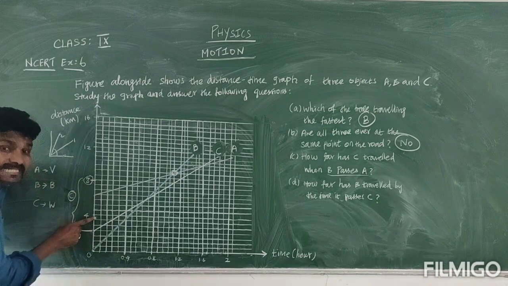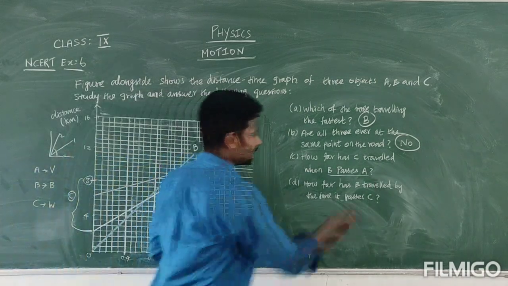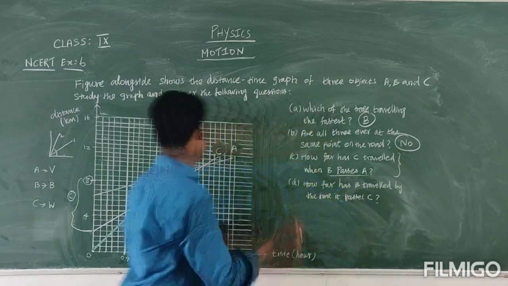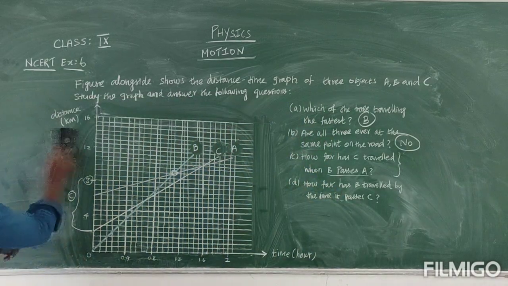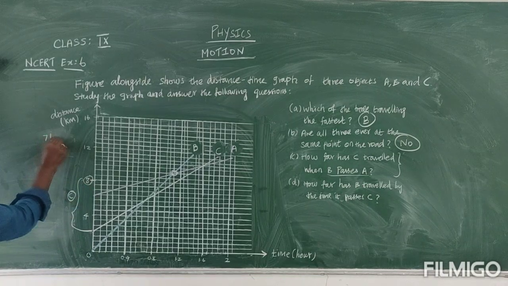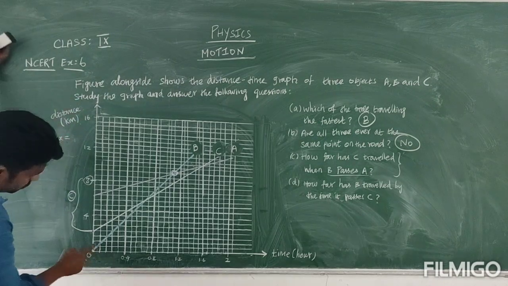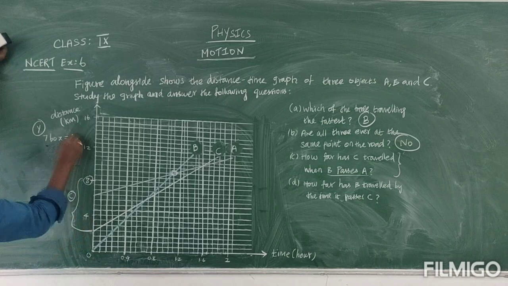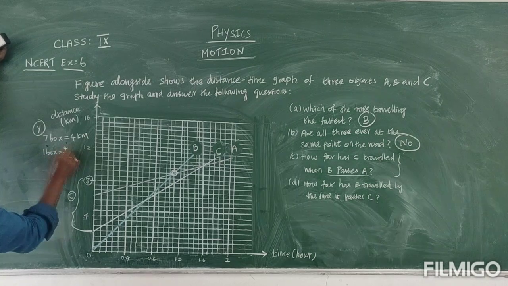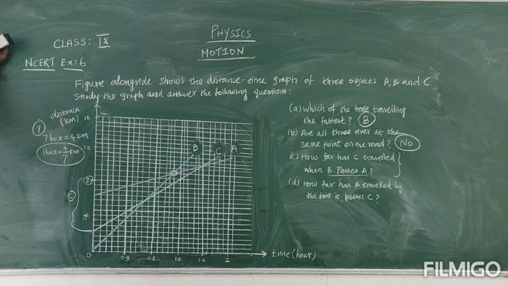So dear students, here one more point if you focus: see that 1, 2, 3, 4, 5, 6, 7. 7 boxes is equal to 4 km. It is a very important point, I am writing it now. In the y-axis, 7 boxes is equal to 4 km. So 1 box is equal to what will come? 4 by 7 km. It is a very important point in the y-axis.